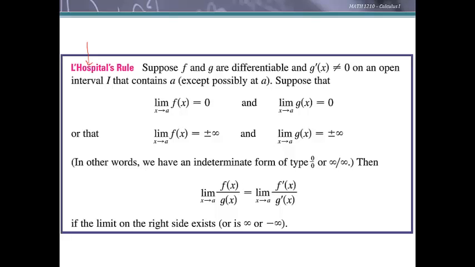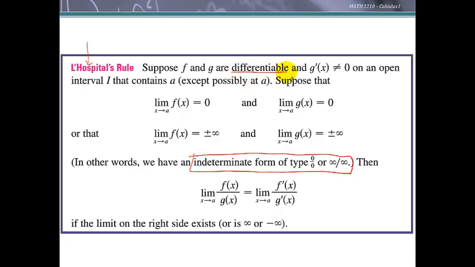or that the limit as x approaches a of f of x equals plus or minus infinity, and the limit as x approaches a of g of x equals plus or minus infinity. Again, if we took the quotient, we would have an indeterminate form, this time infinity over infinity. So that's going to be one of our conditions for L'Hopital's rule, is that we have the indeterminate form.